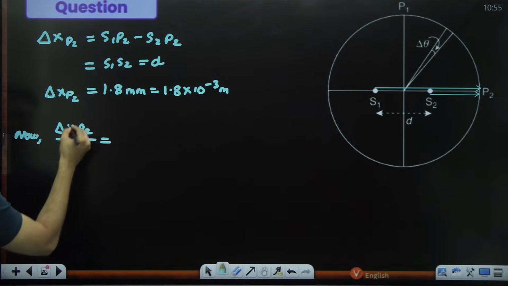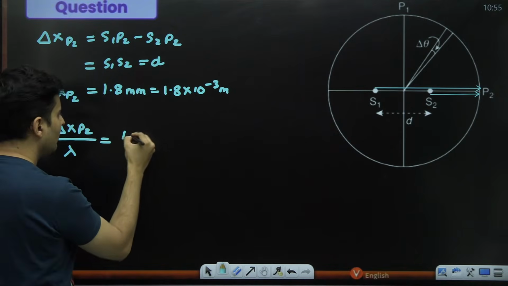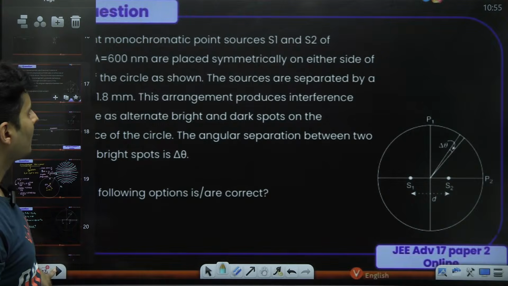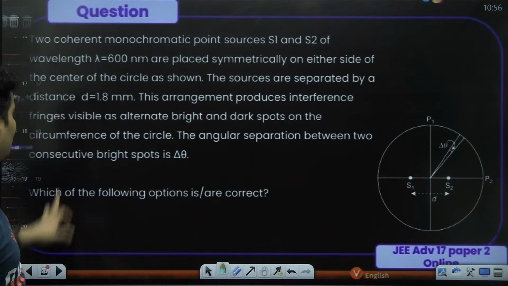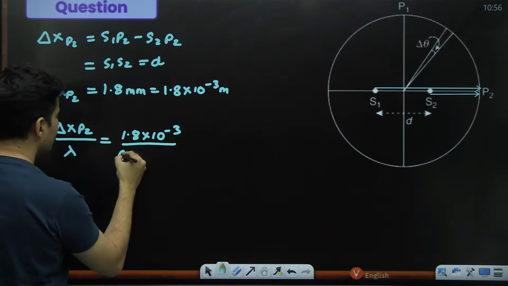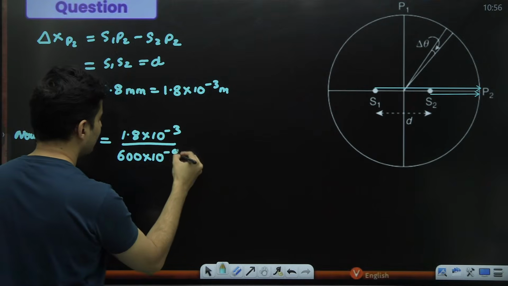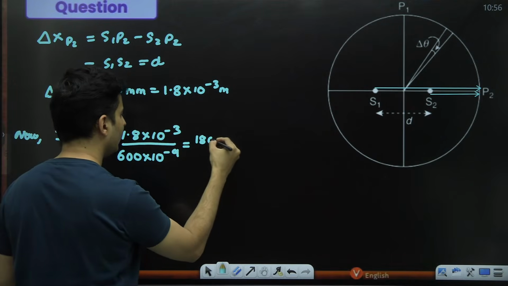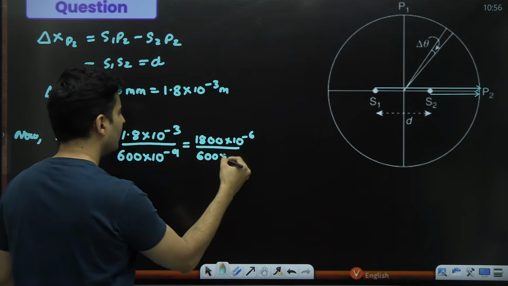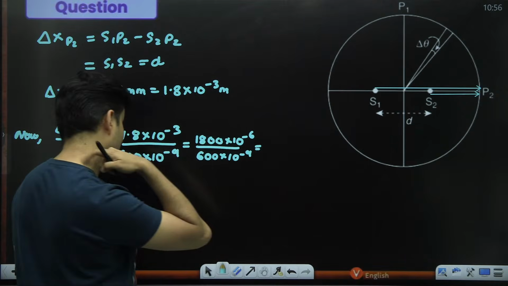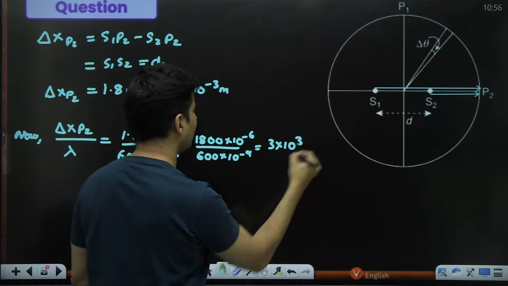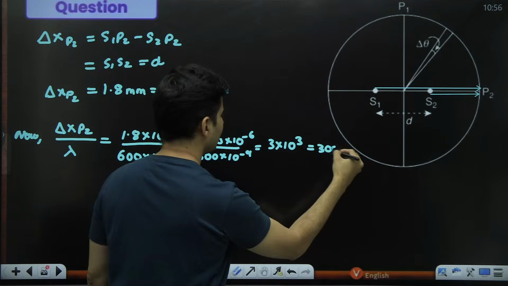Okay, just always find the path difference with respect to lambda. So it will be 1.8 into 10 to the power minus 3. The wavelength was also given, somewhere, 600 nanometers. So just put 600 into 10 to the power minus 9. So this will become 1800 into 10 to the power minus 6 divided by 600 into 10 to the power minus 9. That will be equal to 3 into 10 to the power 3, which is basically 3000.